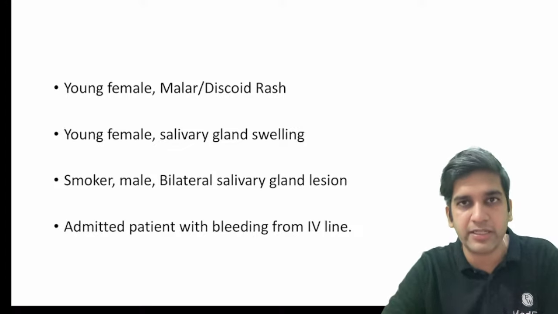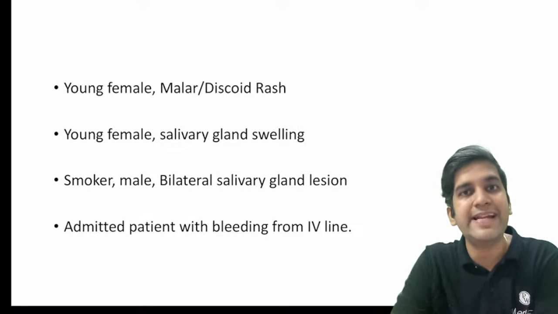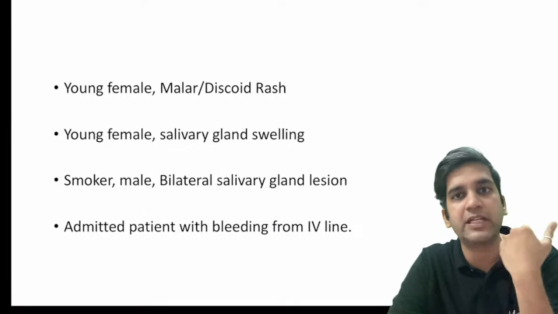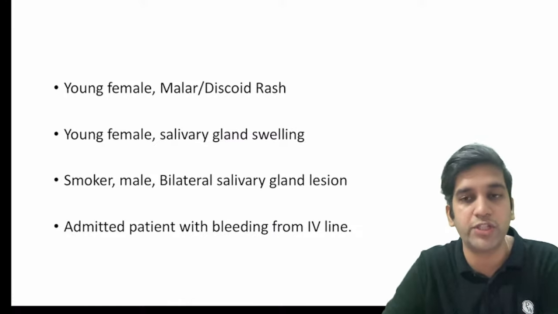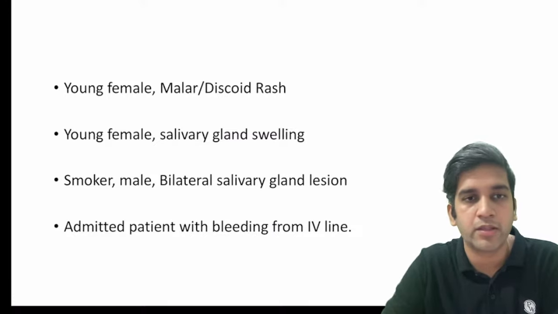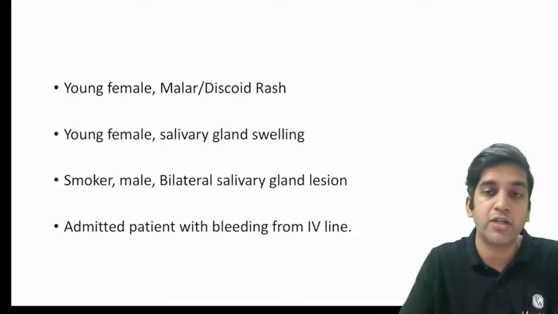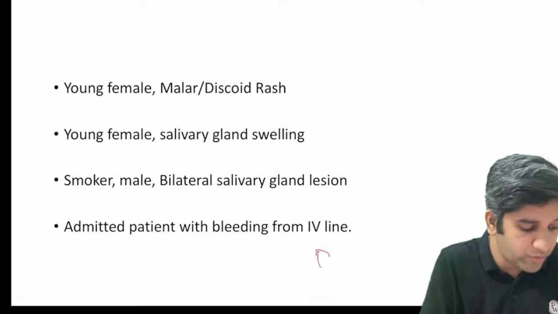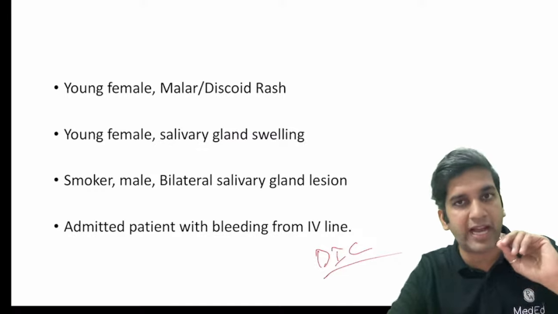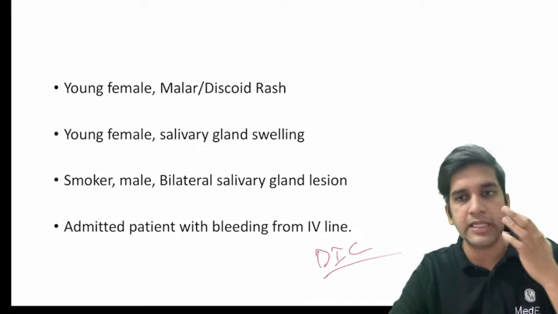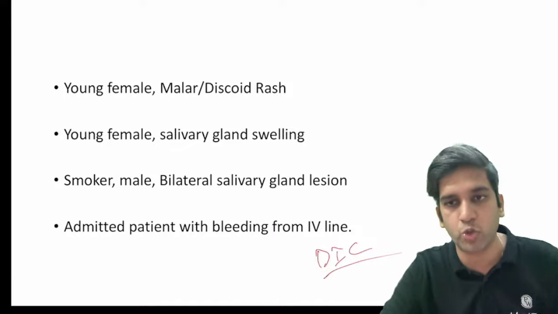A patient is admitted in the ward and there's bleeding from the IV line, bleeding from the gums, bleeding from everywhere. Diagnosis. The very classical clue here. Admitted patient, bleeding from everywhere. You think of DIC, right? If any patient in real life or question says bleeding from the IV line, you always think of a DIC. Admitted patient is where DIC is much more common, right?